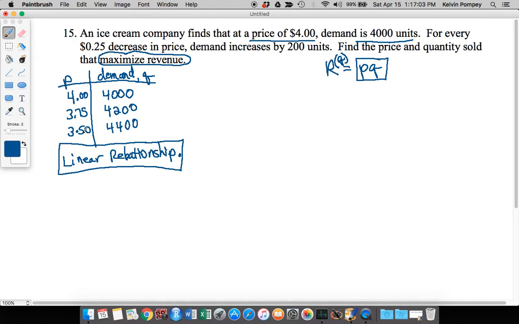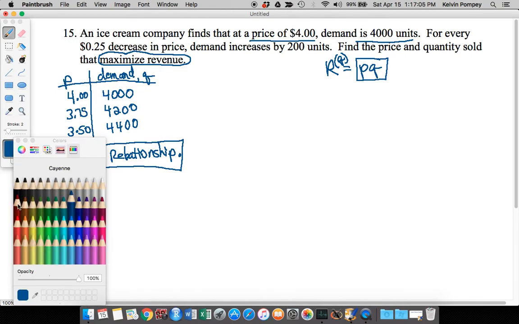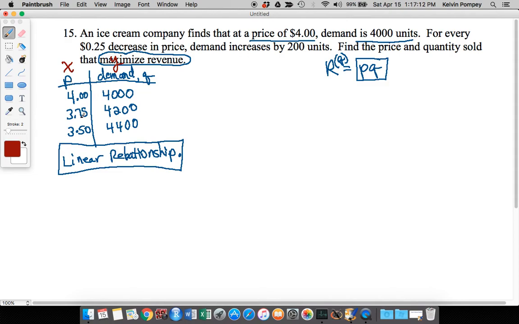Now, normally when we have a situation like this, we write our equations in terms of x and y, right? So we'll put our x here and our y here, because the y depends on the x. The quantity depends on the price, right? And so when we have a linear relationship, we normally write it as y equals mx plus b. But in the context of this problem, the x is p and the y is q, right? So I'm going to write my linear relationship like this. We know m is the slope and b is the y-intercept.